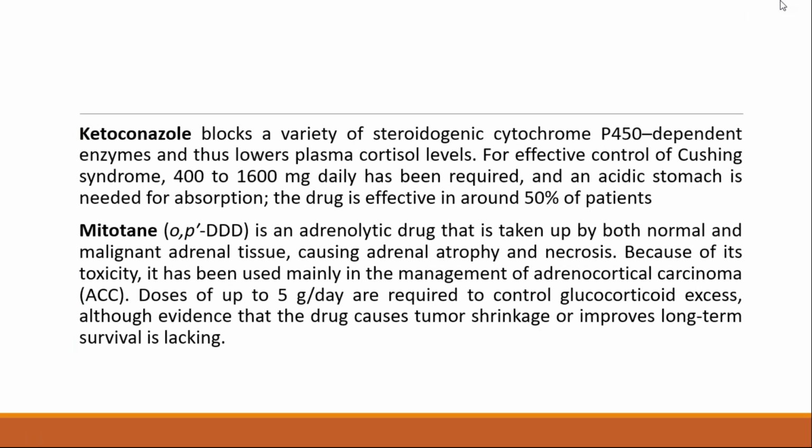Ketoconazole blocks a variety of steroidogenic cytochrome P450 dependent enzymes, not specific but a variety of enzymes, which lowers the plasma cortisol levels. For effective control of Cushing syndrome, 400 to 1600 milligram daily has been required, and an acidic stomach is needed for absorption. The drug is effective in around 50% of patients. So administering it with a PPI will turn the ketoconazole ineffective.